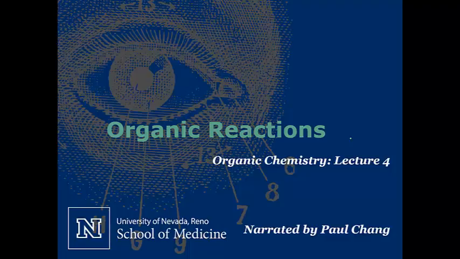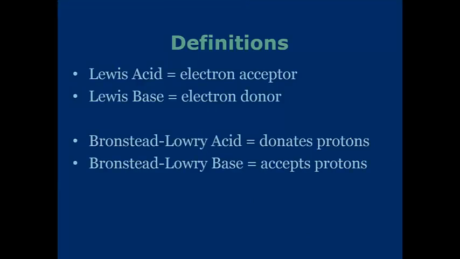In Lecture 4 of our Organic Chemistry lecture series, we're going to go over organic reactions and how to interpret what you're seeing. For starters, let's go into a couple acid-base definitions. The first definition we're going to go into is what constitutes a Lewis acid. A Lewis acid, quite simply, is an electron acceptor. The Lewis base, a donor.